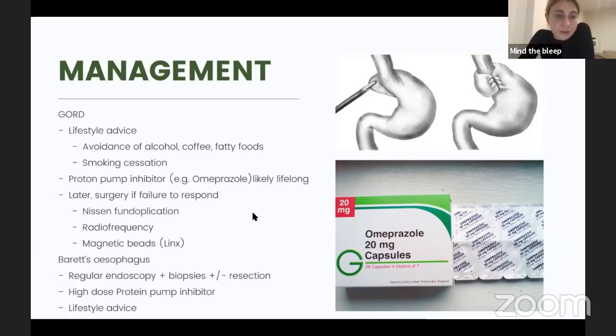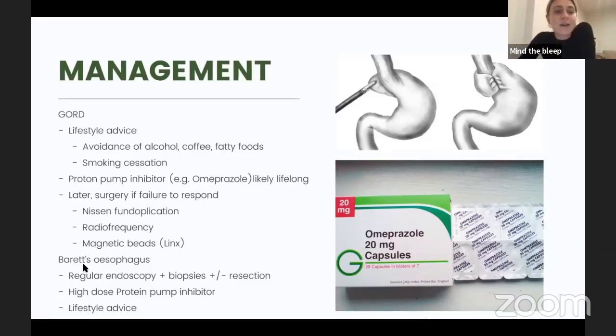So the options that are available are Nissen fundoplication, which you can see in here on the top right. So you have a loose lower esophageal sphincter, then you pull up the fundus of the stomach, and then you wrap it around to tighten it, essentially. And the newer techniques include radiofrequency. So endoscopically, you deliver radiofrequency to thicken the sphincter, or you can surgically insert some magnetic beads. So it's called the LINX method. And those are titanium beads that go around the esophageal sphincter and strengthen it as well.